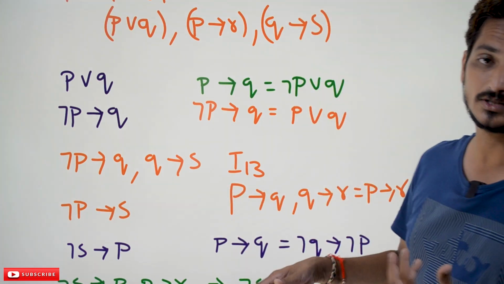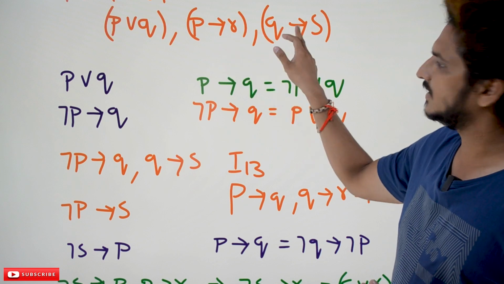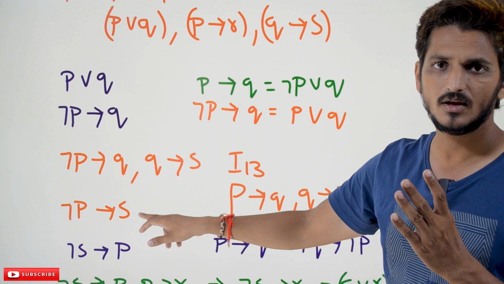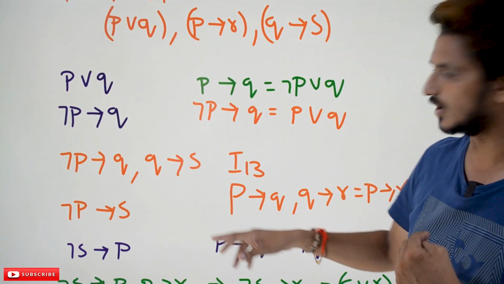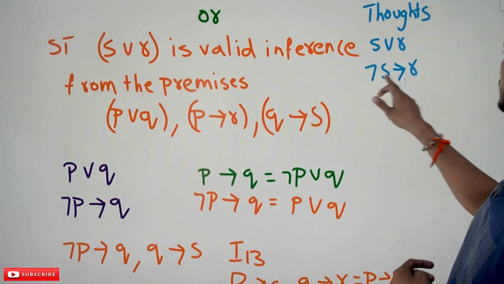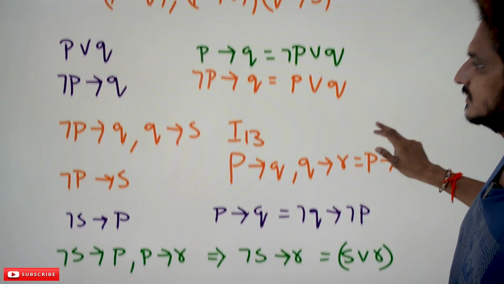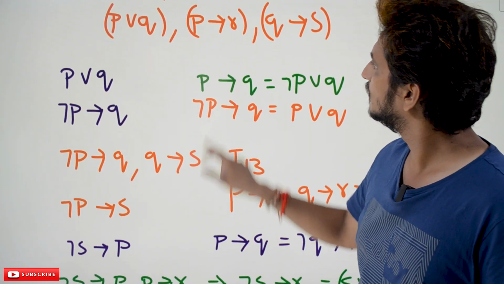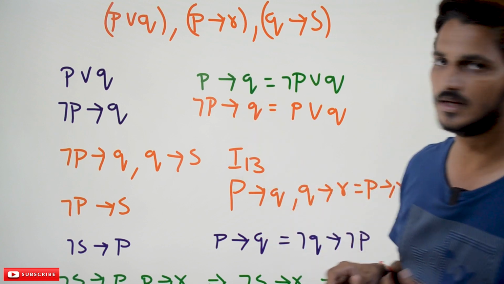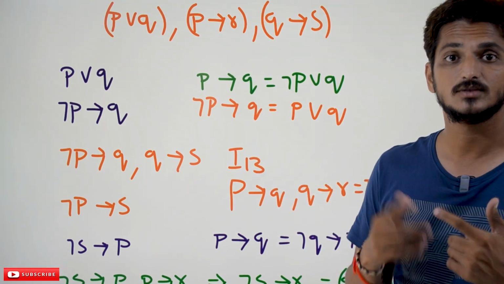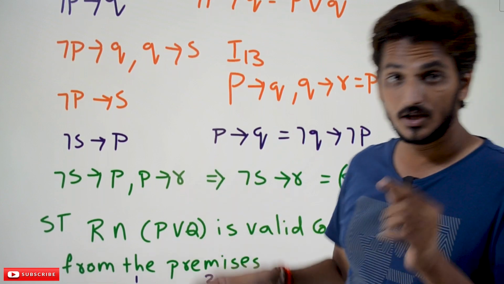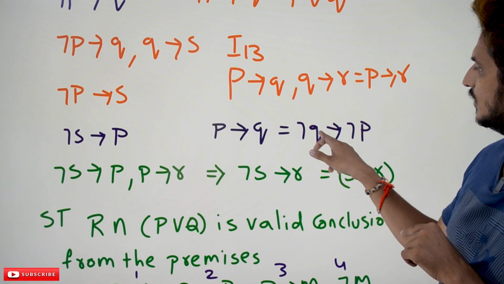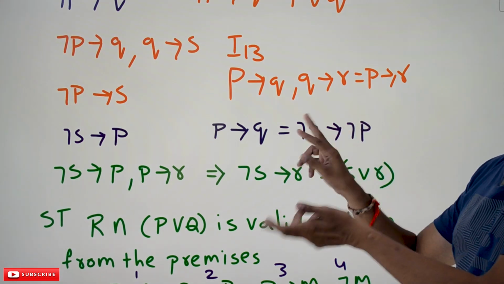So in total how many premises do we have? 1, 2, 3. We concluded one more, which is negation P implies S. A total of 4 premises are there. From these 4 premises, we need to conclude negation S implies R. So check that. We have negation P implies S, but here we have P implies R. Can we use these two? Yes, we can use these two, because in our equivalence formulas we clearly discussed that P implies Q is equal to negation Q implies negation P. See, we can turn it around.